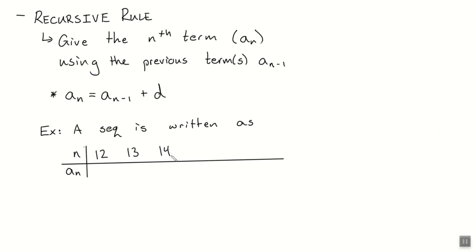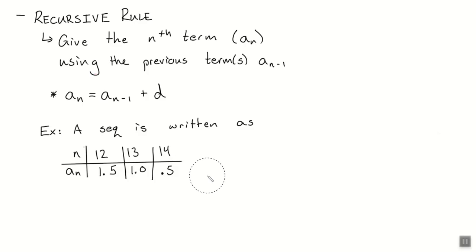So I don't know the first term. I don't know the second, third, fourth, fifth, any of them. But let's say that at 12, we get something like 1.5. And then the 13th term we found was 1.0. And the 14th term, let's just say, was 0.5.